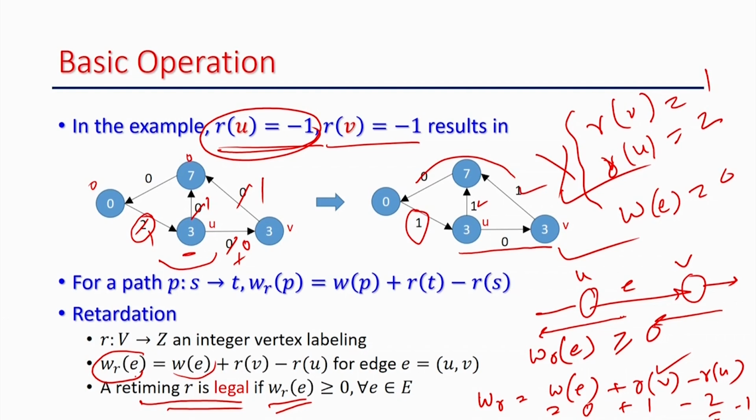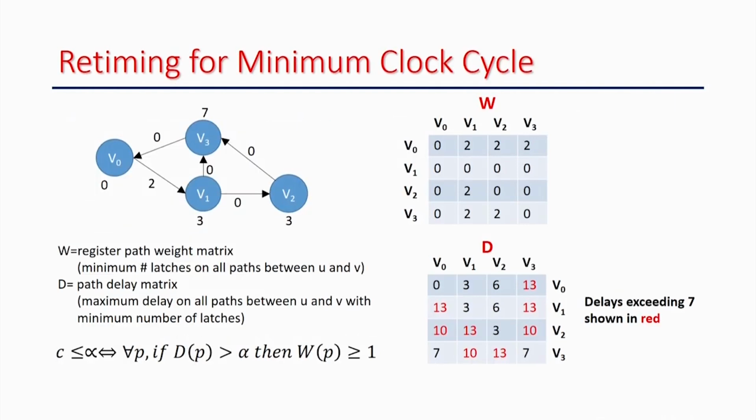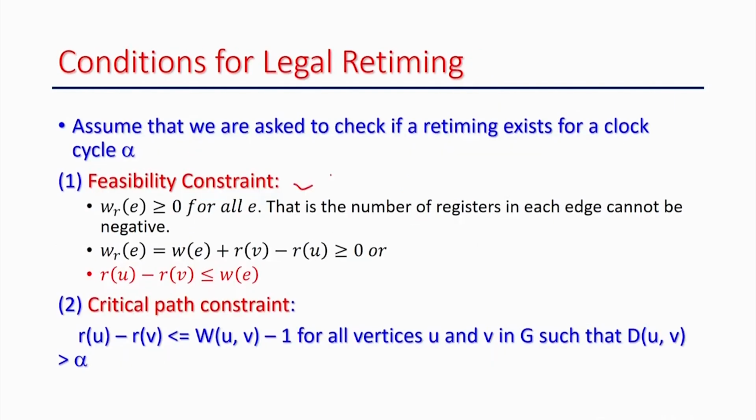So, we have to add a set of constraints which is called the feasibility constraint. Okay. We will consider the feasibility constraint, that the number of registers for each edge cannot be negative, right. So, after retiming it should be greater than or equal to 0, which is W_R greater than or equal to 0, which is nothing but W E plus R V minus R U greater than or equal to 0. So, if you just rewrite this, put the W on this side, you will get this equation. Okay. R U minus R V less than or equal to W E. So, this is for each edge, which is called the feasibility constraint.